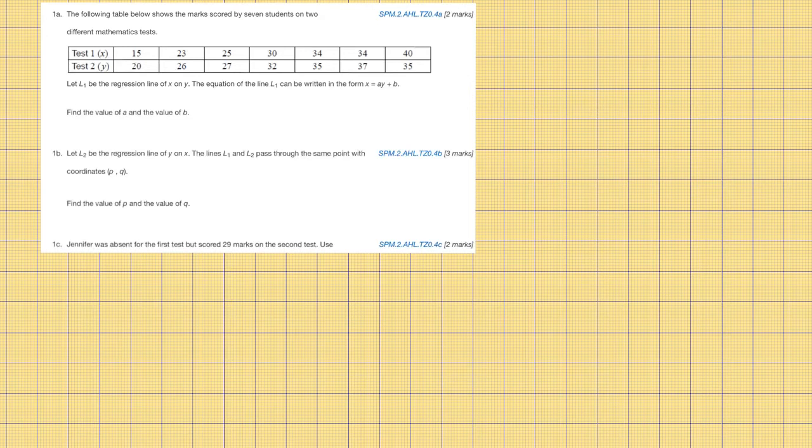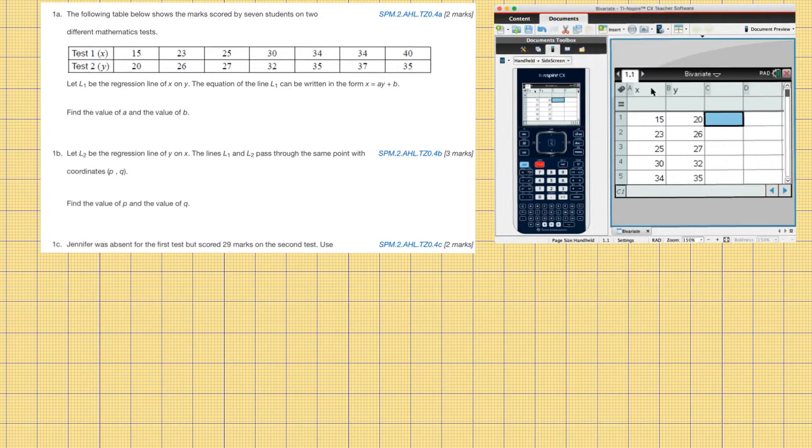The following table below shows the marks scored by 7 students on 2 different maths tests. Test 1 is your X variable, test 2 is your Y variable. Let L1 be the regression line of X on Y. The equation of the line L1 can be written in the form X equals AY plus B. Find the value of A and B. This can be done on your GDC, by putting your 2 lists into the spreadsheet, one called X, one called Y.